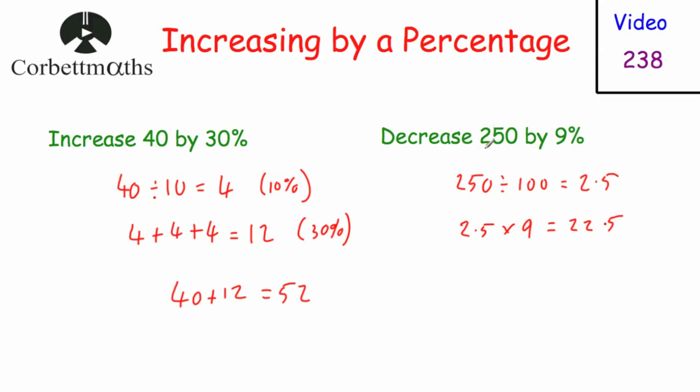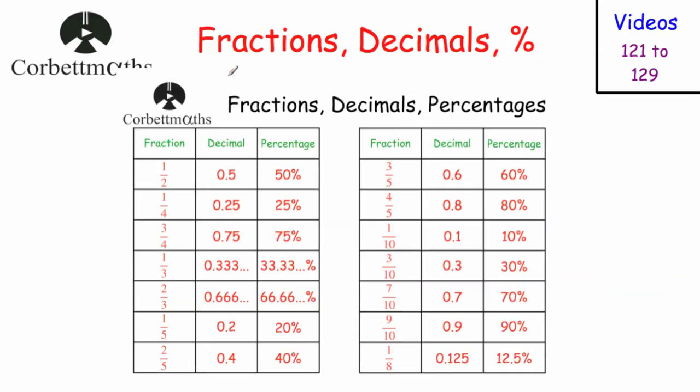Now we've been asked to decrease 250 by 9%, so that means we're going to take our 22.5 away from what we started with. So we're going to do 250 take away 22.5. And when we do that, that's equal to 227.5. And that's it.